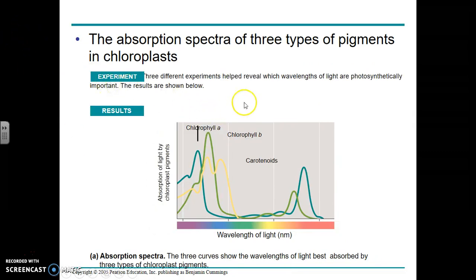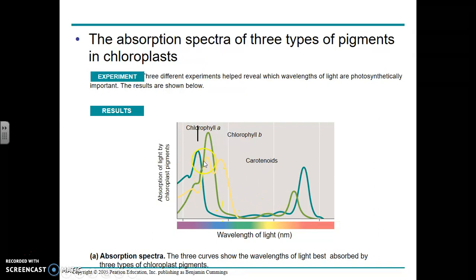Alright, this is showing the entire absorption spectra for all the different pigments. Let's look at chlorophyll A. Unfortunately for you, you do not have color, so you're going to have to write in your colors. I apologize. If we look at the chlorophyll A graph, which is green in color, it peaks between blue and indigo, and it also peaks again, not as high, at around orange or red. And it's extremely low in green and yellow.